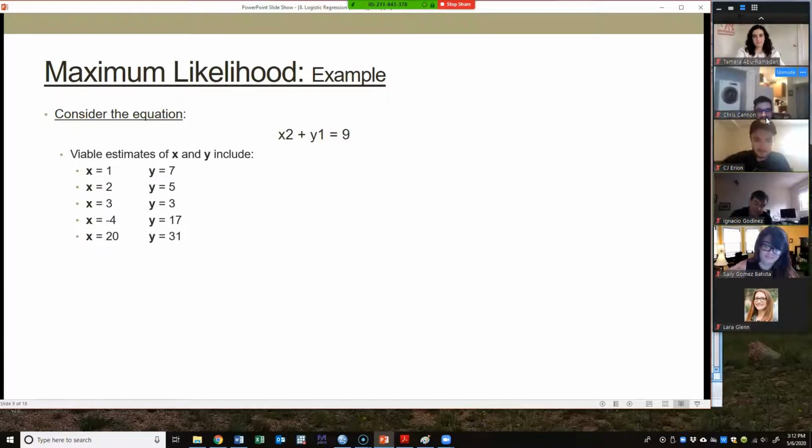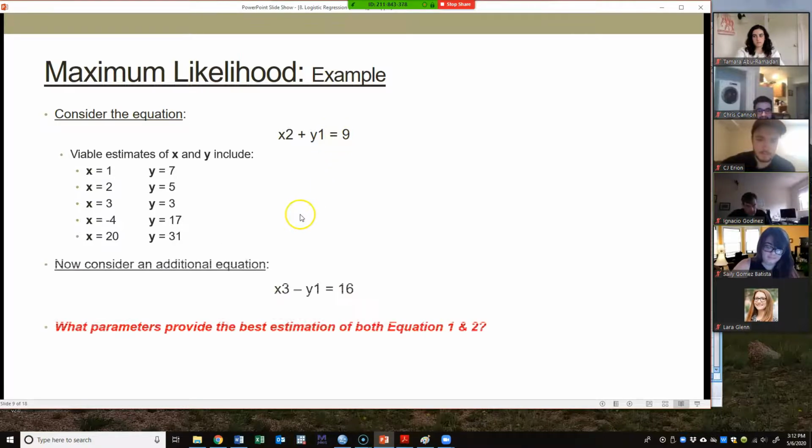There is no unique solution for this system of equations. It can be whatever I like, right? But if I start to add in another equation, now all of a sudden, CJ, what values can I pick for x and y?